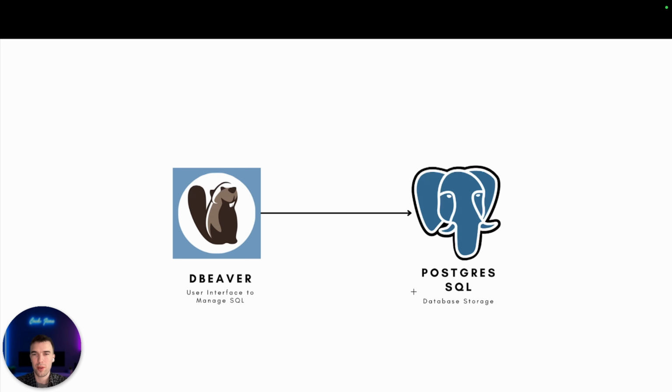First one is PostgreSQL server. This is our database storage where our database will actually run. And another tool we need is DBeaver. It's a nice, user-friendly tool to manage databases with a nice visual interface.